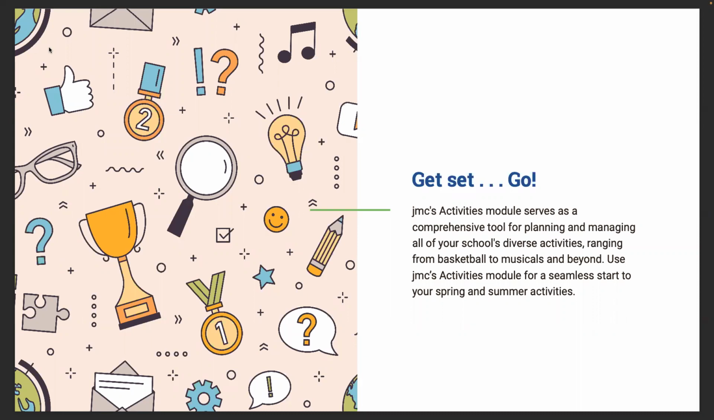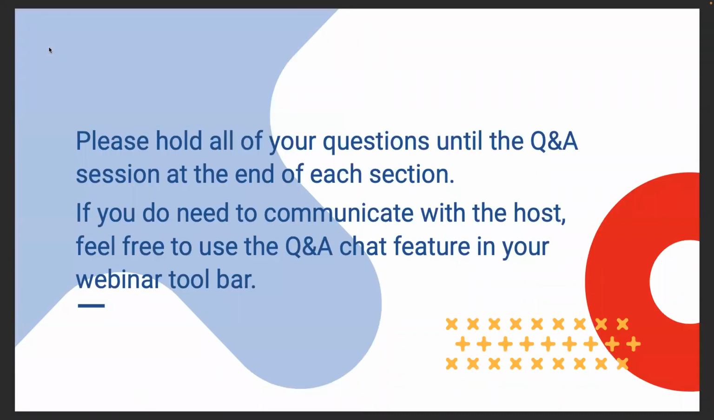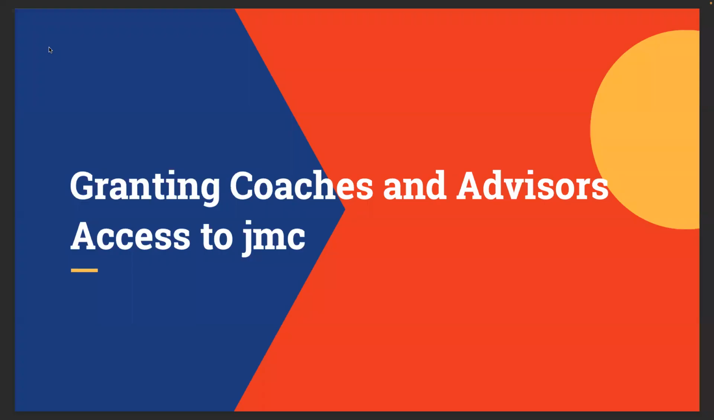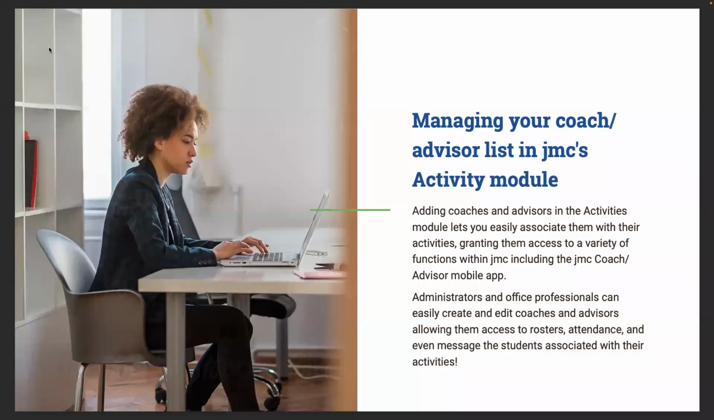JMC's activity module serves as a comprehensive tool for planning and managing all of your school's diverse activities, ranging from basketball to musicals and beyond. Use JMC's activities module for a seamless start to your spring and summer activities. If you have any questions, you can go ahead and put them in that Q&A feature. And at the end of each of our sections in the webinar, we will address those questions as they come in. So we'll start here with granting coaches and advisors access to JMC.